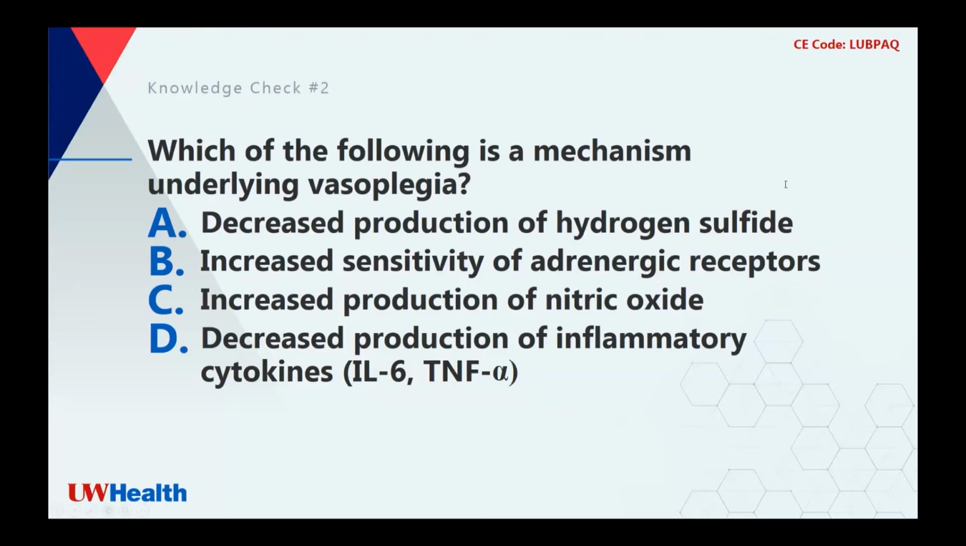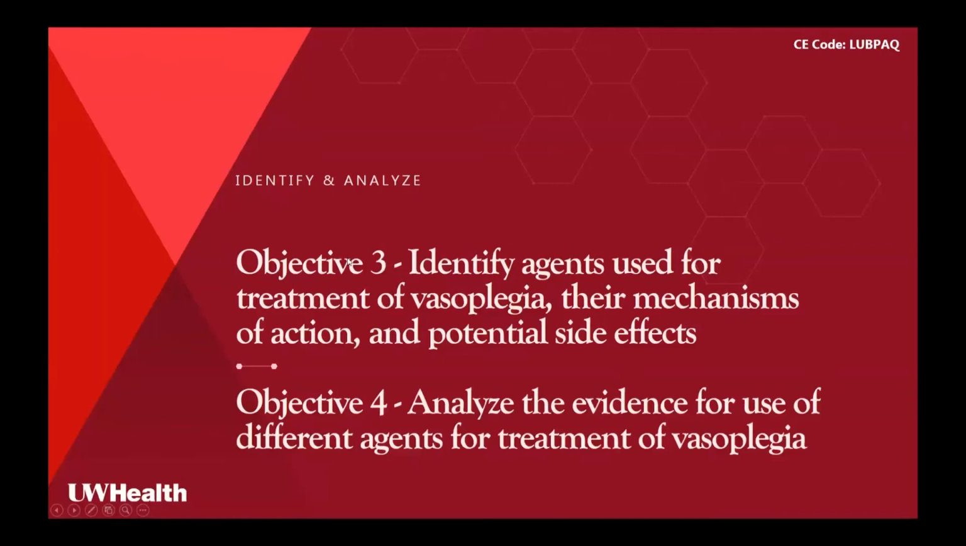I see multiple C's. Okay, good. So you guys are correct. The answer is increased production of nitric oxide. The other things are all the opposite: increased production of hydrogen sulfide, decreased sensitivity of those receptors, and increased production of inflammatory cytokines.